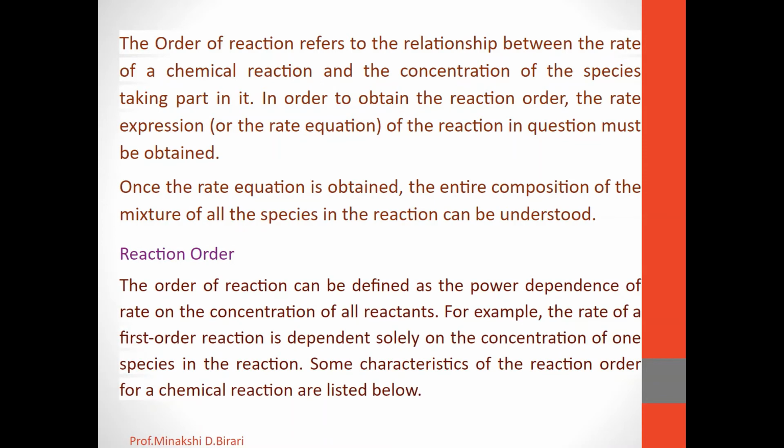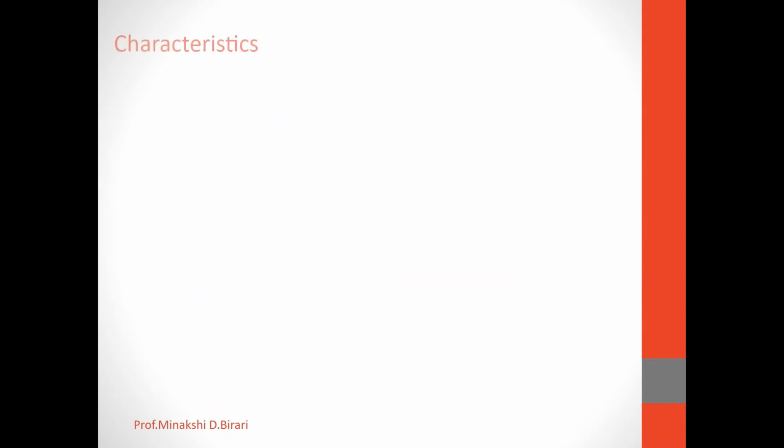Simply, the order of reaction can be defined as the power dependence of the rate on the concentration of all reactants. For example, the rate of a first order reaction is dependent solely on the concentration of one species in the reaction. Some characteristics of the reaction order for a chemical reaction are as below. So what are the characteristics?